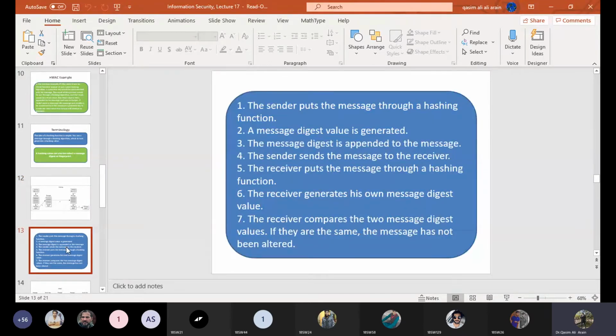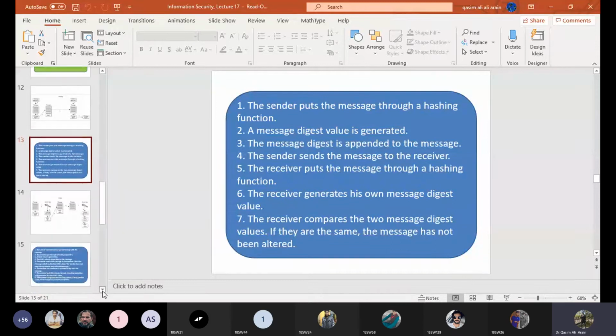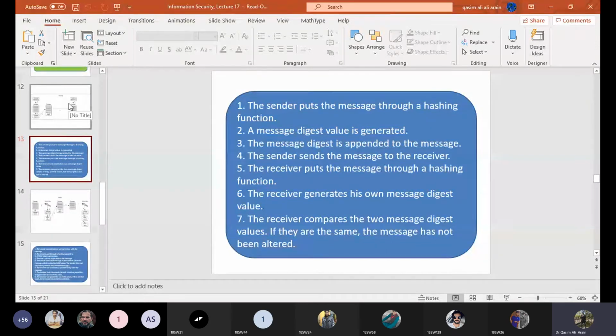अब ये पूरे के पूरे वही steps लिखे हुए हैं, इसको आप पढ़ लीजिएगा. From 1 to 7, the sender puts a message through a hashing function. A message digest value is generated. The message digest is appended to the message. The sender sends the message to the receiver. The receiver puts the message through a hashing function. The receiver generates his own message digest value. The receiver compares the two message digest values. If they are the same, the message has not been altered. Right? Now these are all the steps that I have already told you with the help of the diagram.